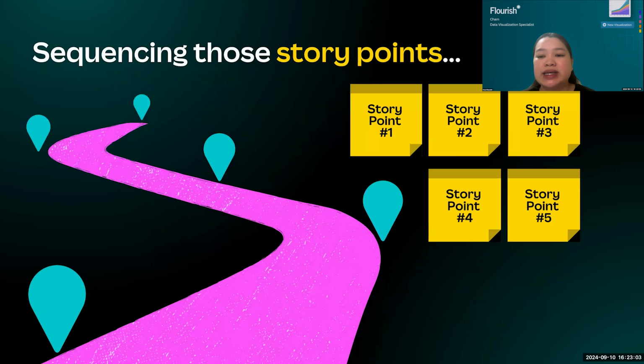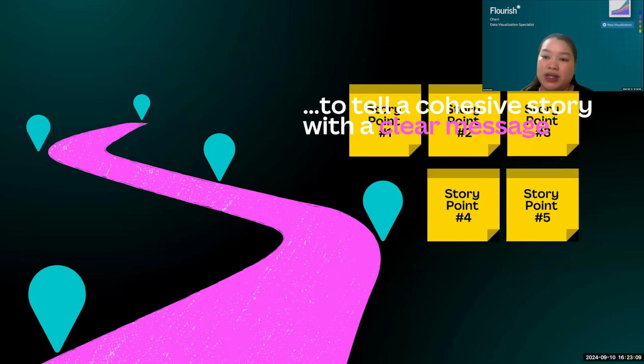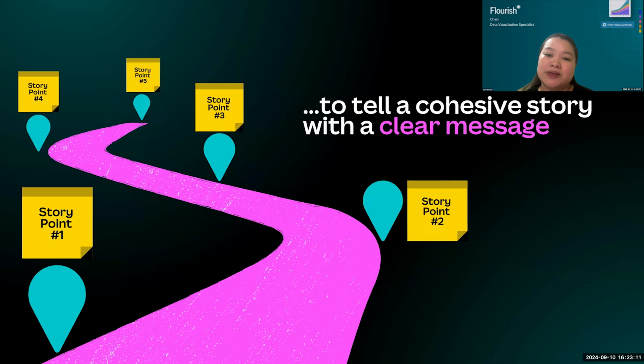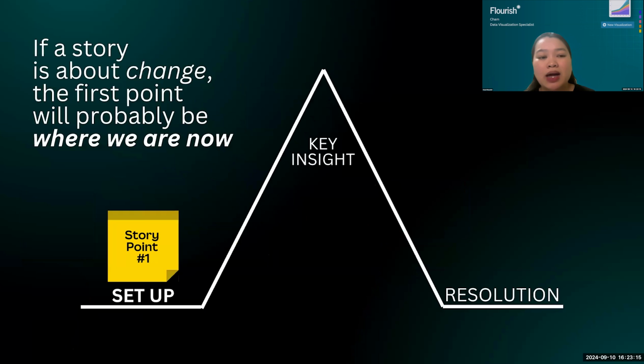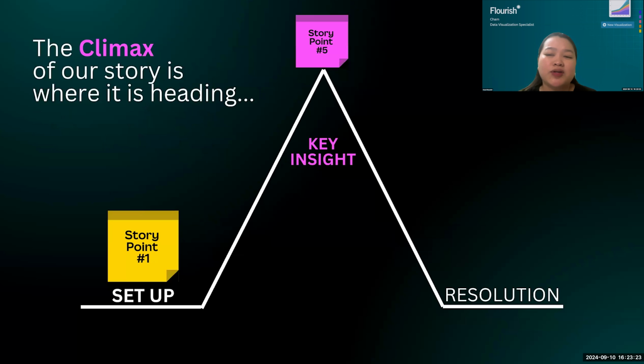Be it a single visualization or a multiple visualization story, by using a narrative to sequence our story points, we'll be able to tell a cohesive story with a clear message. Going back to our simple story shape and mapping on it our story points, the first one will show where we are now. The fifth or so will highlight or be at the turning point or the climax.